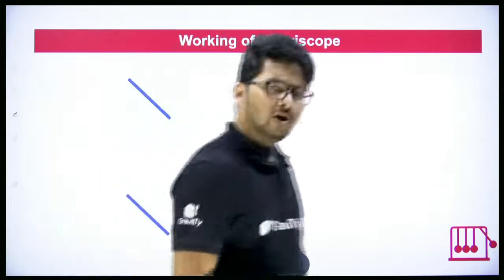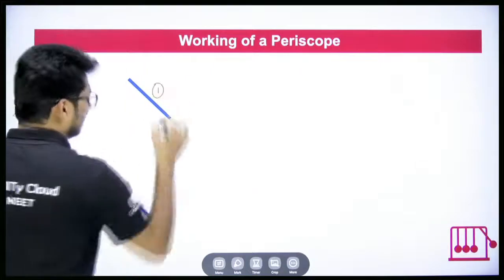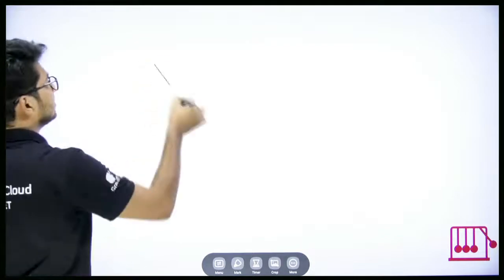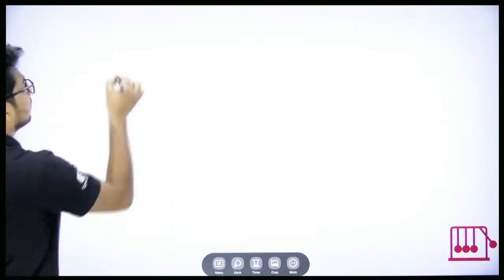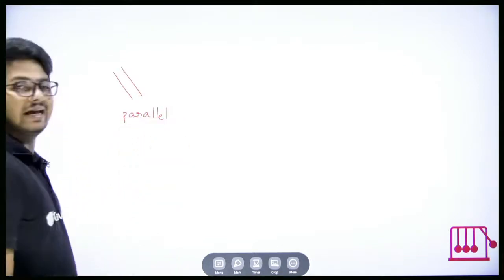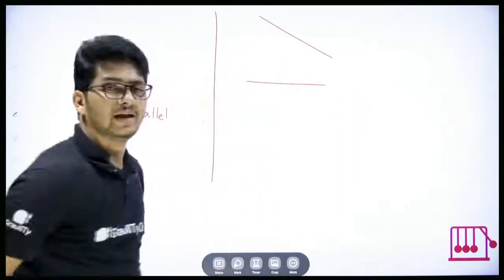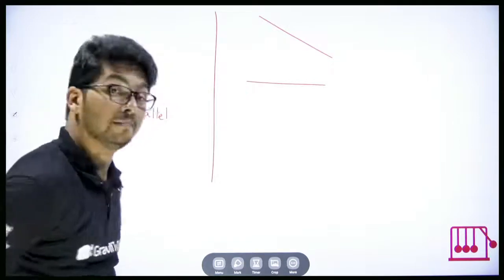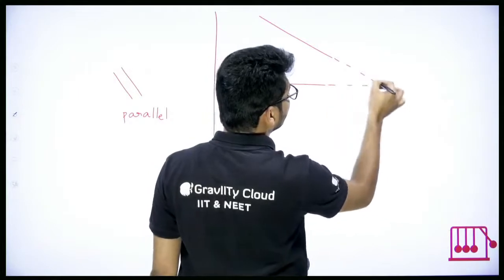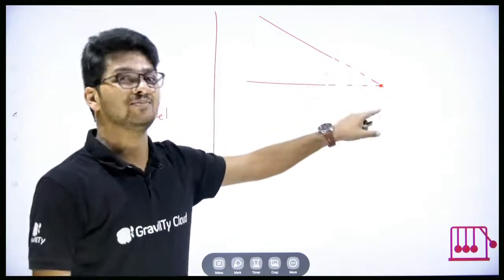So in a periscope, all that we will be using is two mirrors. As you can see, let's say this is mirror 1, mirror 2. Only two mirrors. And the speciality is, these two mirrors will be parallel. Do you know about parallel lines, everyone? See here, if I take these two lines, are they meeting? No, they are not meeting. But if I extend them, will they meet? Will they meet if I extend them? Yes.